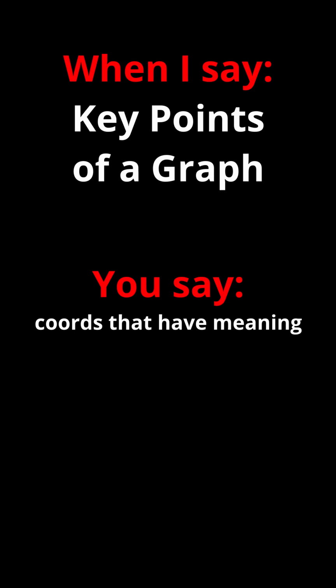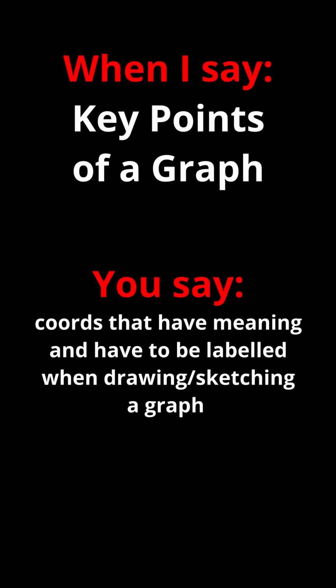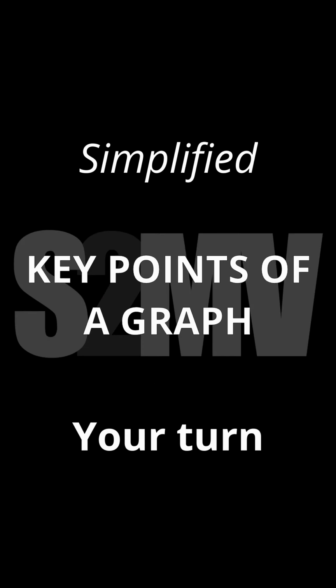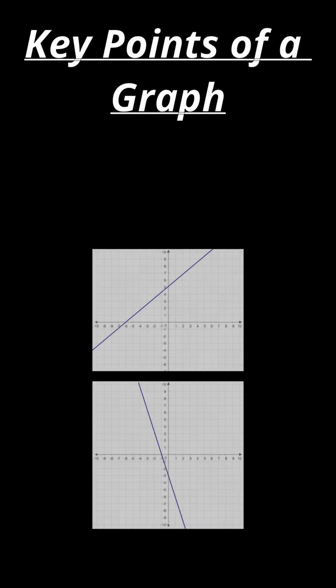When I say key points of a graph, you say coordinates that have some sort of meaning and have to be labeled if you're drawing or sketching a graph. Key points of a graph. We're going to start with straight line graphs, and there's usually only ever two key points whenever you're sketching one of these.